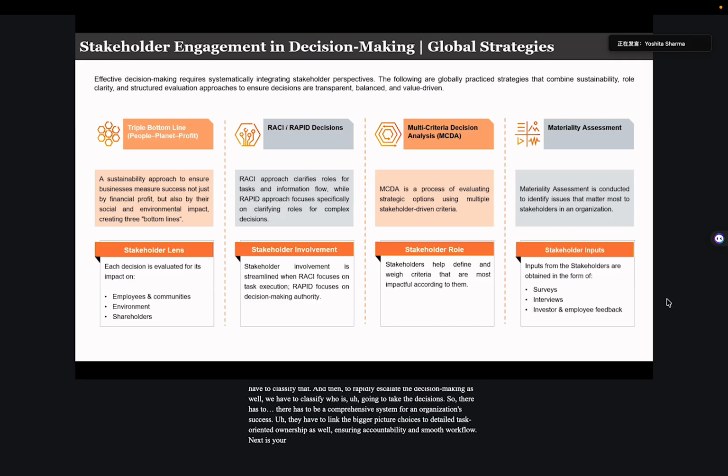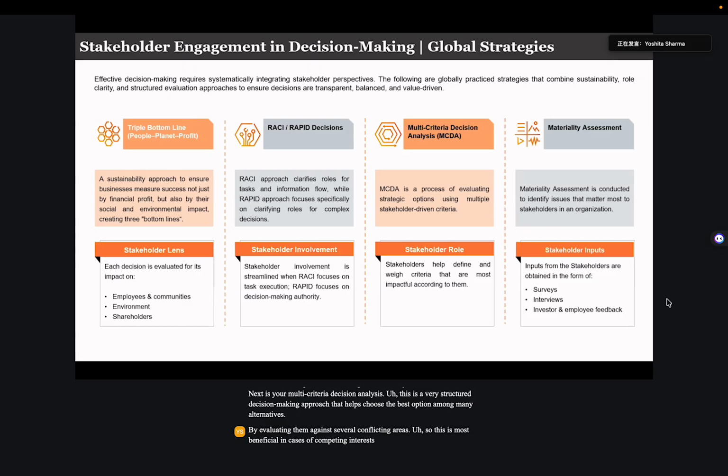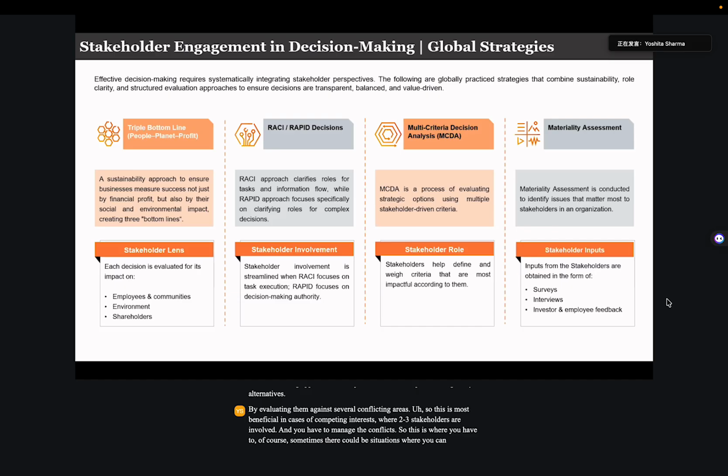Next is your multi-criteria decision analysis. This is a very structured decision-making approach that helps choose the best option among many alternatives by evaluating them against several conflicting areas. This is most beneficial in cases of competing interests where two or three stakeholders are involved and you have to manage the conflicts. Sometimes there could be situations where you can make trade-offs, but managing those trade-offs and communicating them clearly to the stakeholders, especially the group that is at a loss, is extremely important, as is highlighting the reasons for that loss.